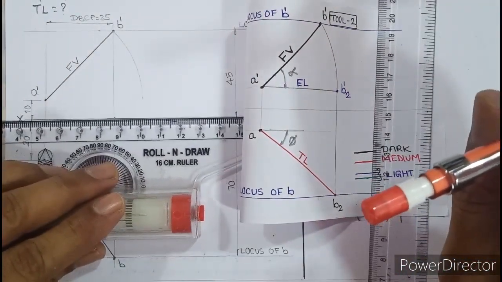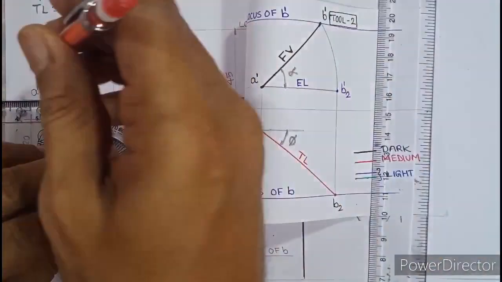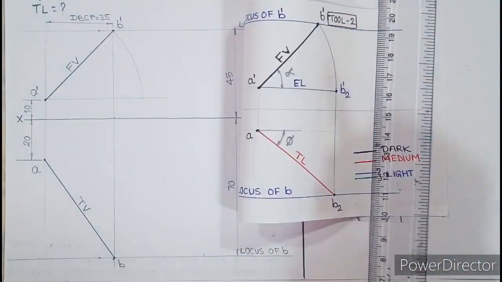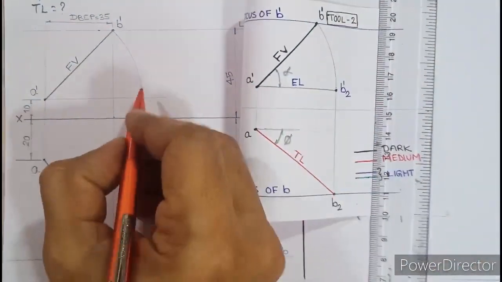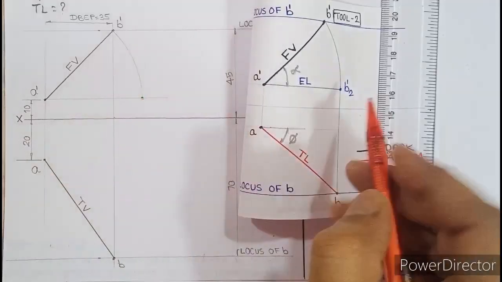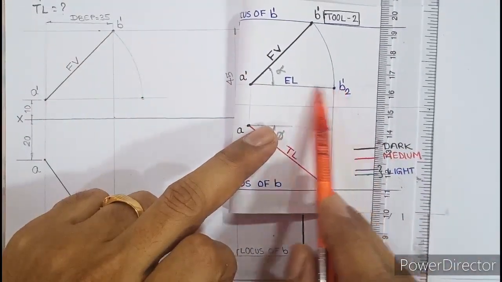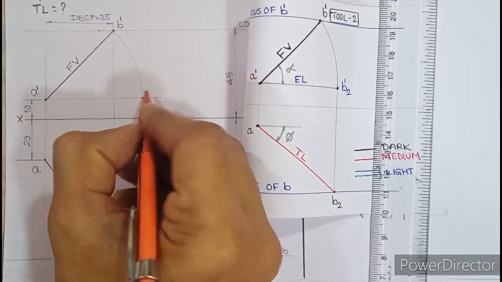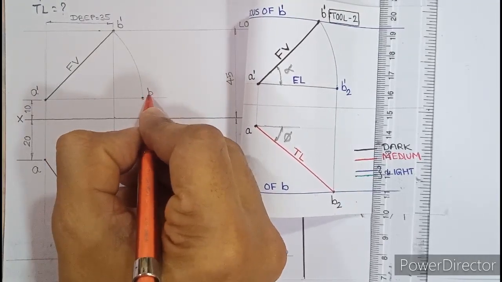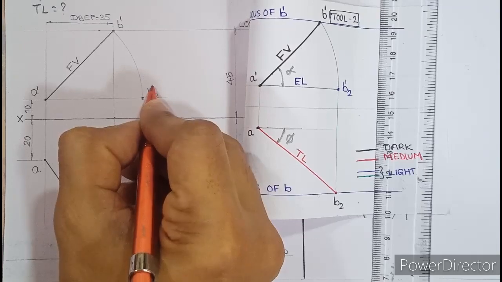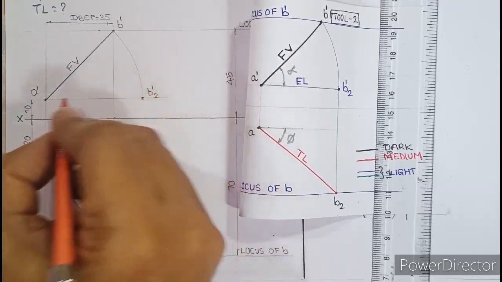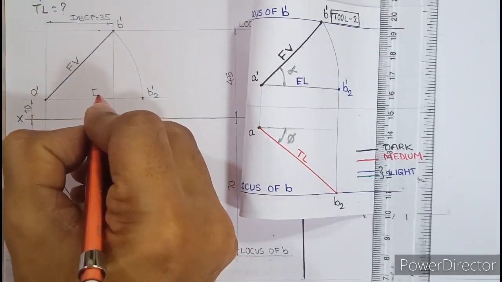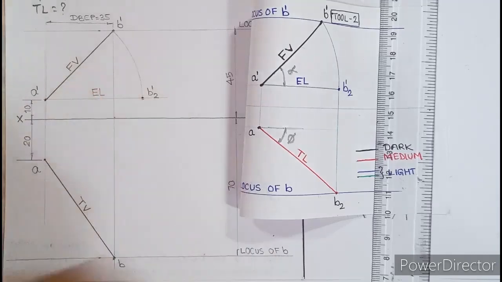Align the roller scale with XY, slide it above. Okay, so this point we have located, that as per the tool is B2 dash, and this line is called elevation length. You are supposed to label this as B2 dash. What I am showing here, the same format you have to follow, and this horizontal line is called EL. So write EL, elevation length, here.